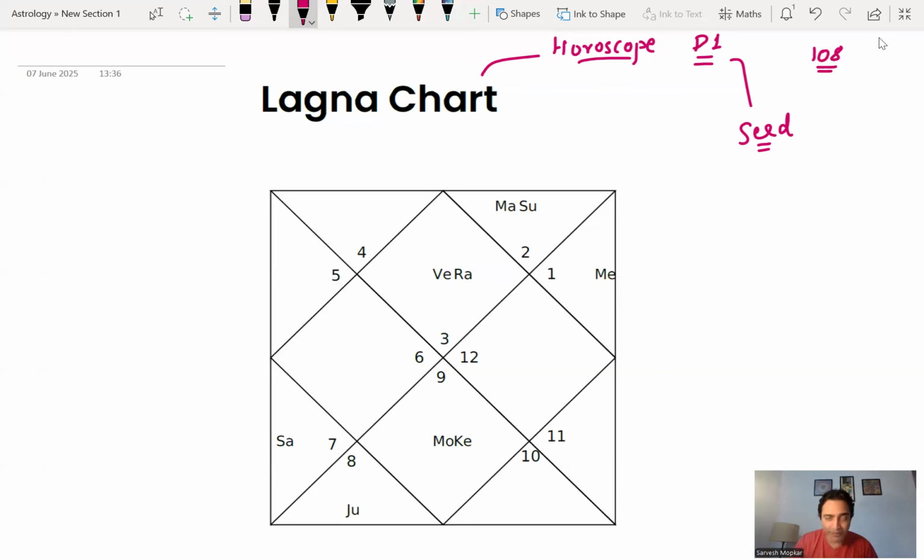Predictions also help, it has its importance. But what I want to bring to you guys is how you can use astrology in your day-to-day life for creating the life that is meant for you.